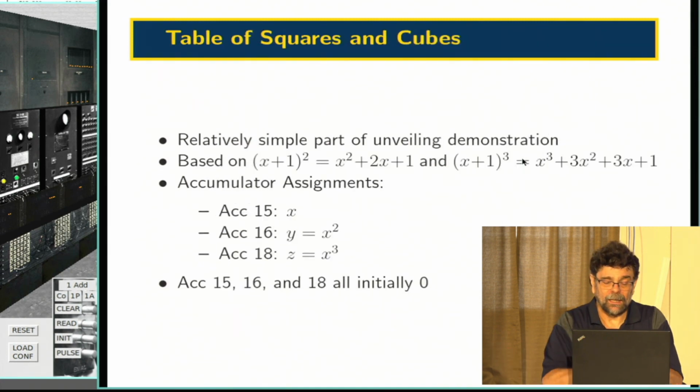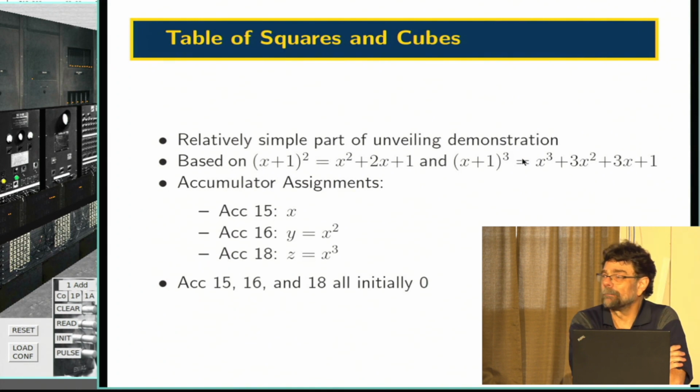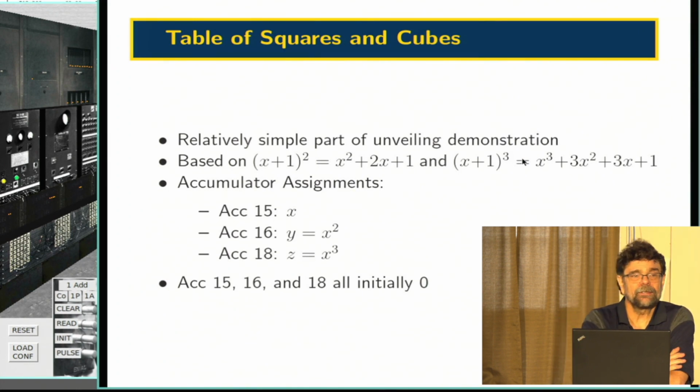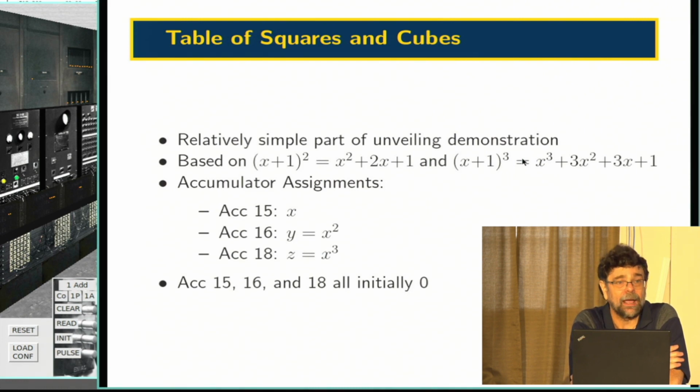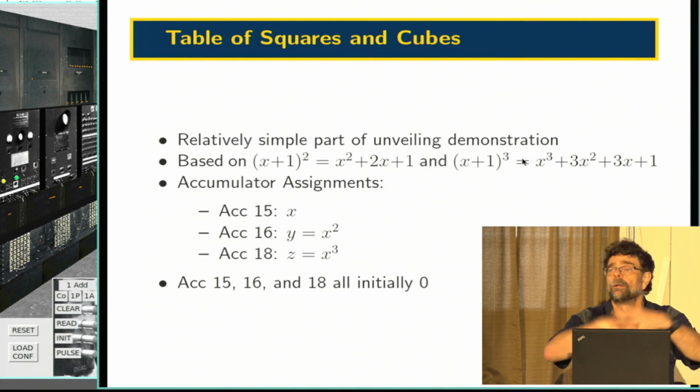So let's take an example. This is an example that comes from the demonstration that was performed at the unveiling of the machine. So we said this is the 75th anniversary. In February of 1946, February 15th, they did the unveiling, announcing it to the public.